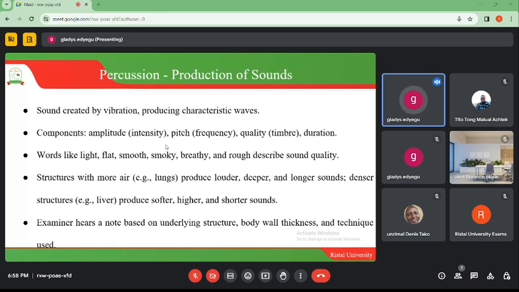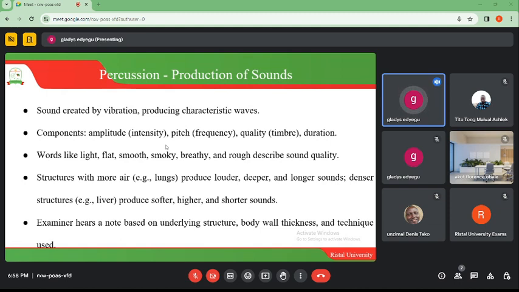So the examiner hears and notes the sound based on the underlying structure, body wall thickness, and technique used. When you examine this patient, you have to know when you palpated, how were you feeling? Was it enlarged? When you percussed, how was it? The walls that we are percussing can sometimes also contribute to the sounds. If the patient has very thick walls, especially patients who are very fat, sometimes they can interfere with the sound during percussion. So you have to be very keen.